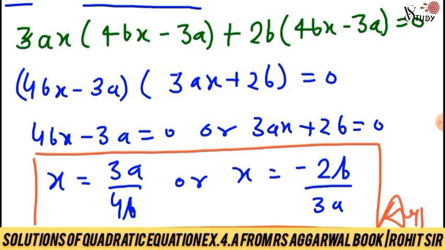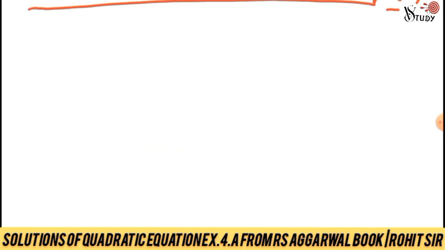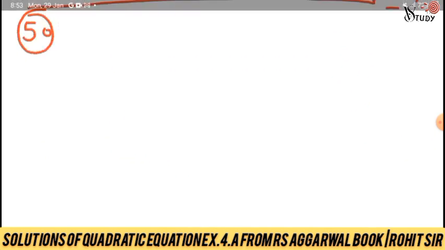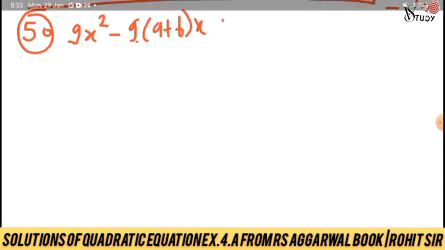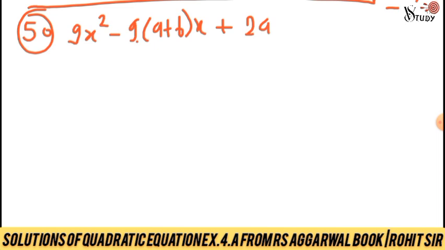Now move to question number 50. Question number 50 from R.S. Agarwal book of class 10, chapter name is quadratic equation, exercise 4a. Question number 50 is 9x square negative 9 into (a plus b) into x plus (2a square plus 5ab plus 2b square) is equal to 0.